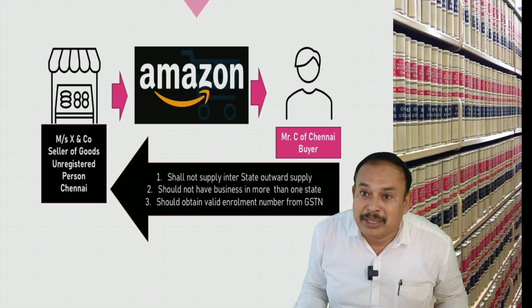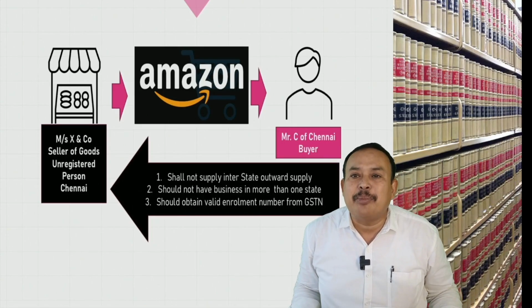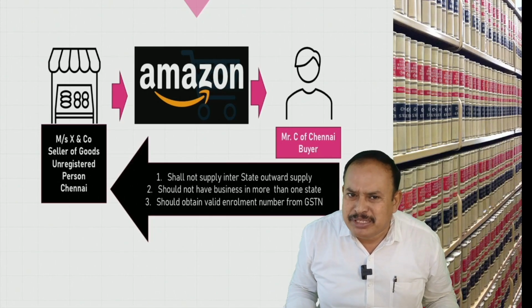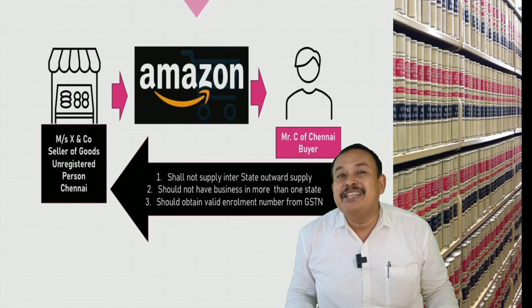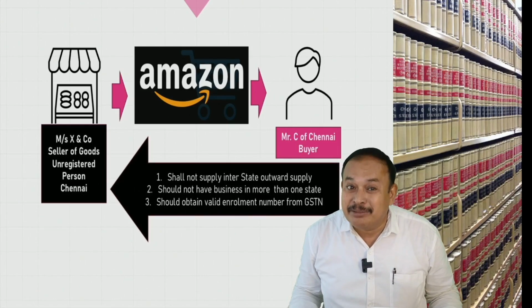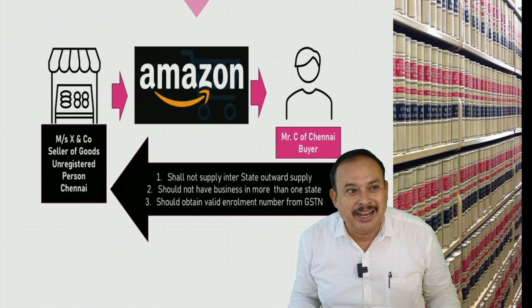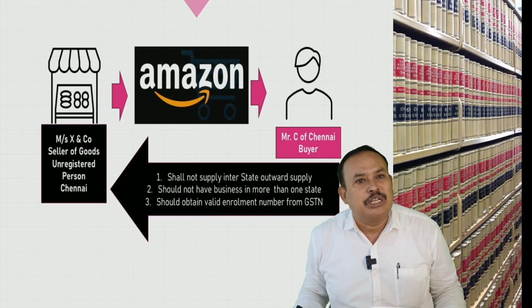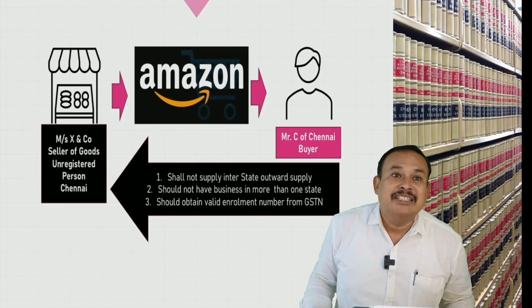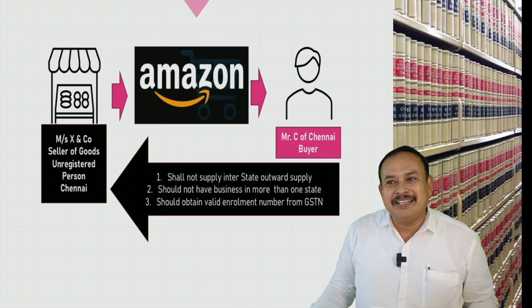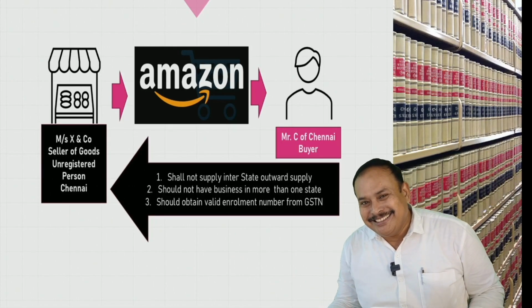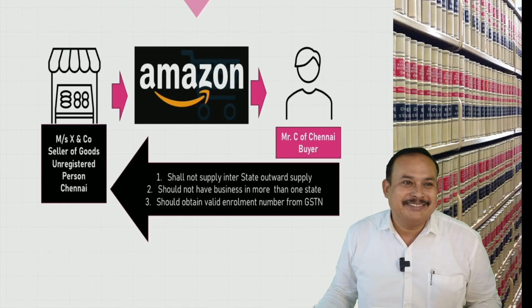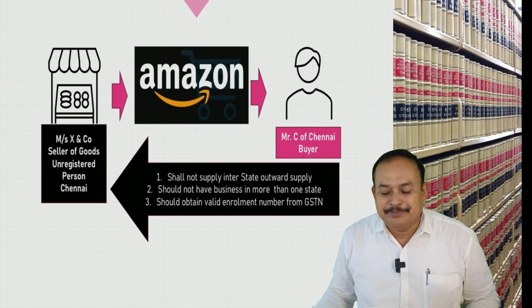If so, conditions apply. What conditions apply? 1, should not make interstate outward supply. 2, he should not have a place of business in more than one state. Finally, he should obtain an enrollment number from the network portal. Is that clear? Then XN company can supply the goods through an e-commerce operator even without having registration. How long? Until the threshold limit for registration is exceeded. Is that clear? Further.